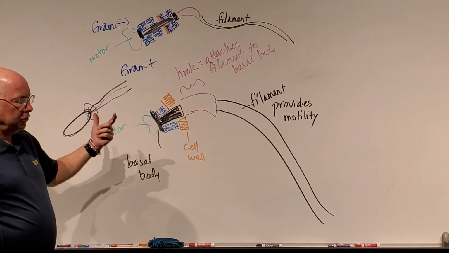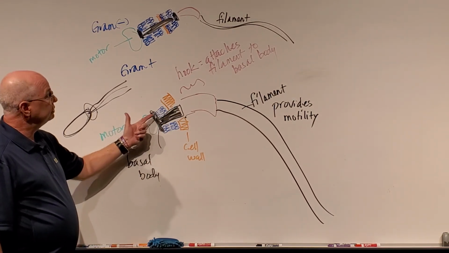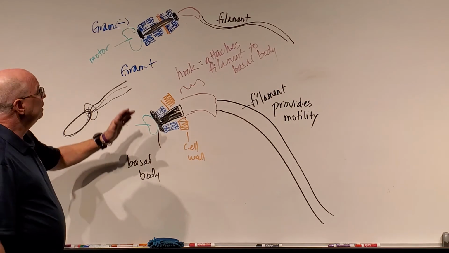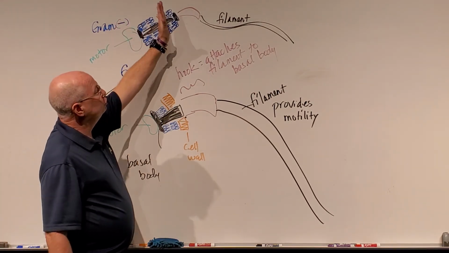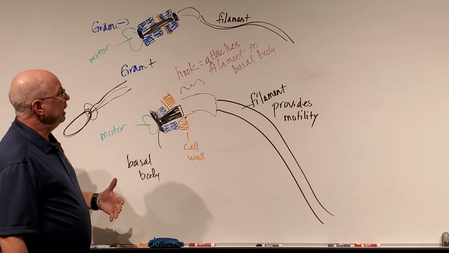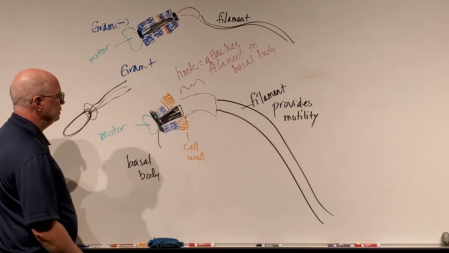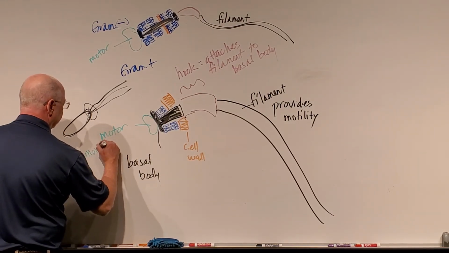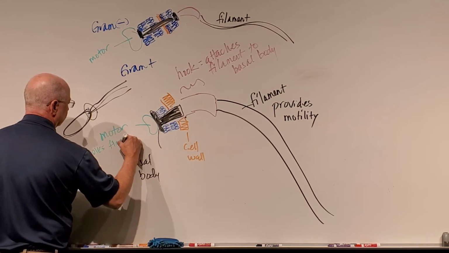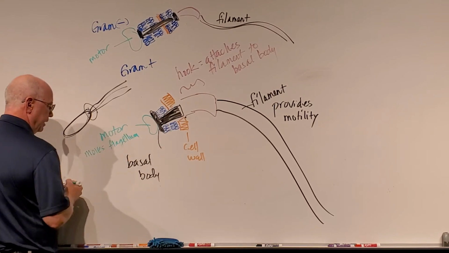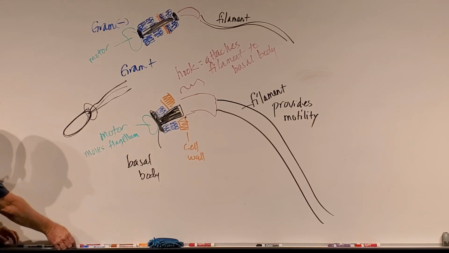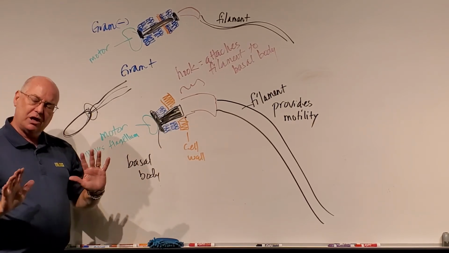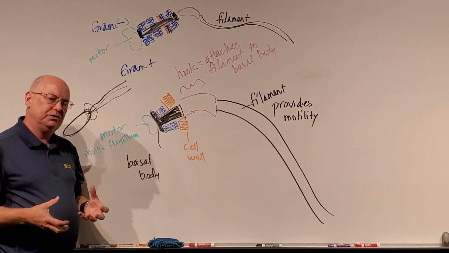And gram-positive bacteria only have a single ring on the inside. Gram-negative bacteria have two rings to their basal body, and that's one of the distinguishing characteristics. The motor protein is what moves the flagellum for the motility, okay? And that's about as simple as, or as complex as I want to get. I want to keep it real simple right now.